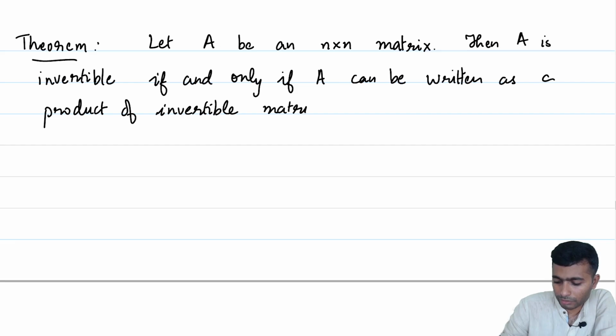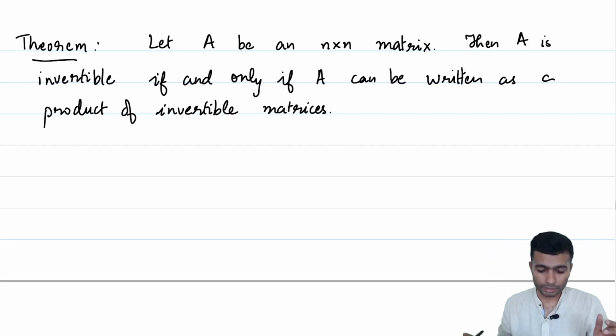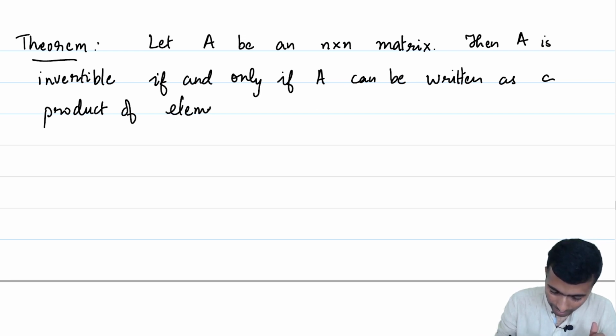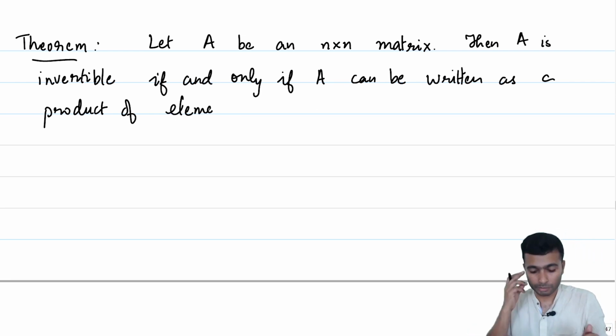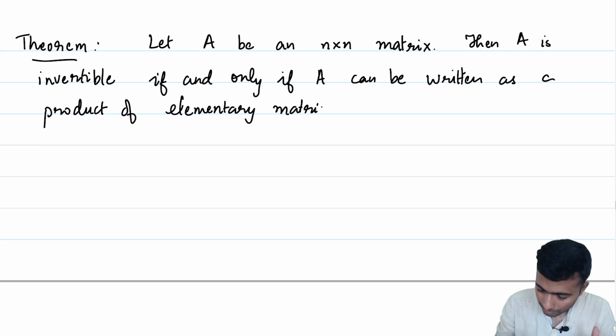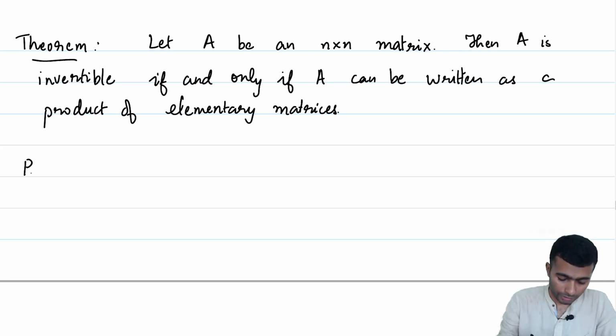Now, if you notice, A can be written as a product of not invertible matrices, but elementary matrices, product of course. If you can write A as a product of invertible matrices, it will be invertible, which we will use, but we will be writing a more specialized statement: A is invertible if and only if A can be written as a product of elementary matrices. Okay, let us give a proof of this.